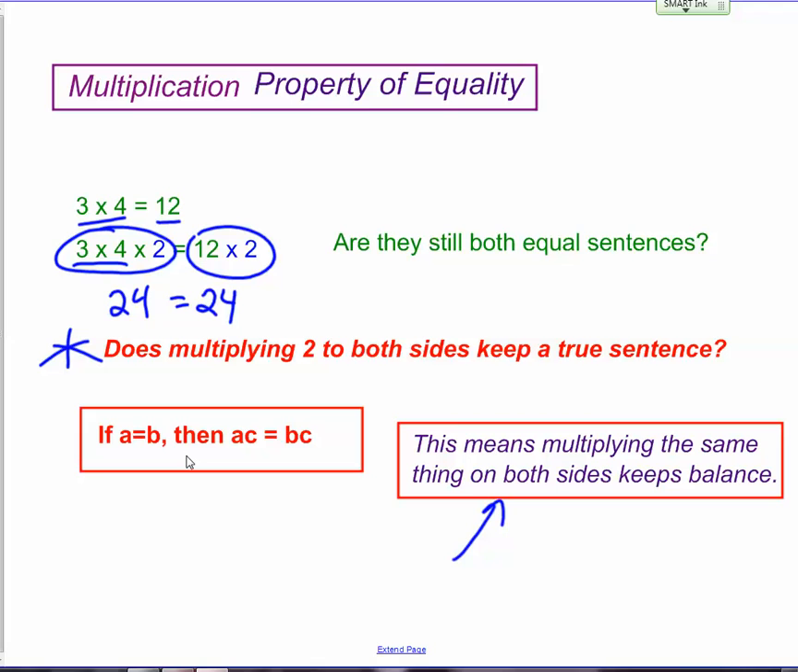So what this looks like in terms of algebra is if A equals B, then A times C equals B times C. All I'm doing is multiplying both sides by the same number, C. And all it means in words is multiplying the same thing on both sides keeps the equation balanced. So if it's true to start with, it stays true.